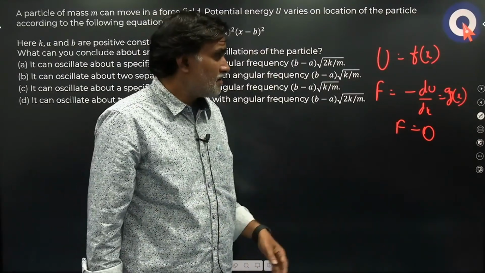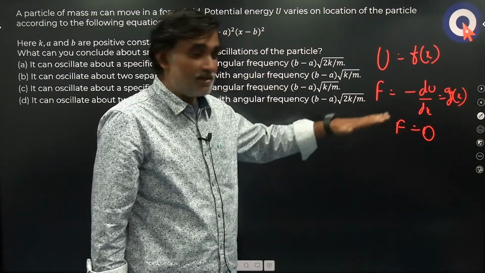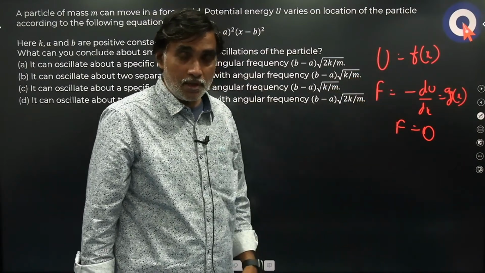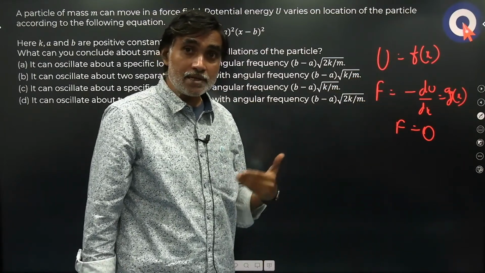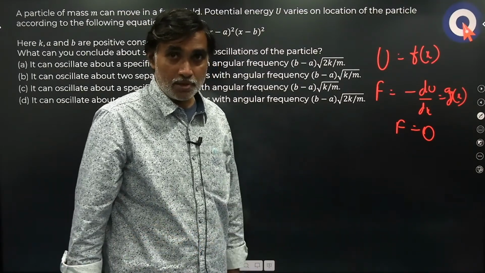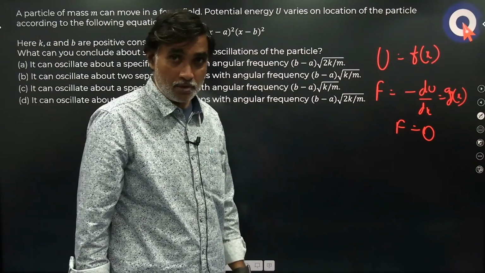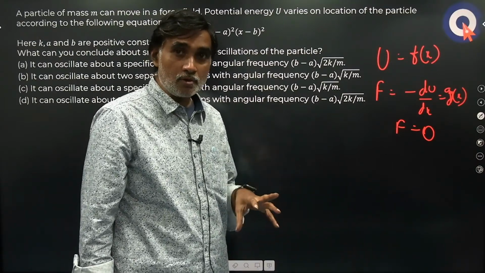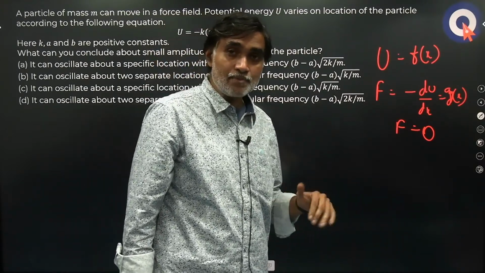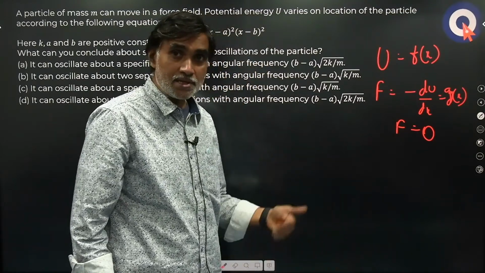Then all minimum potential energy positions, meaning where dU by dx is 0, they are equilibrium positions. There if d square U by dx square, the double derivative, is greater than 0, that is a minimum potential energy position. So about those positions it describes oscillatory motion. Where dU by dx is 0, there if d square U by dx square is less than 0, that is a maximum potential energy position, where it does not describe oscillatory motion. It is an unstable equilibrium position.